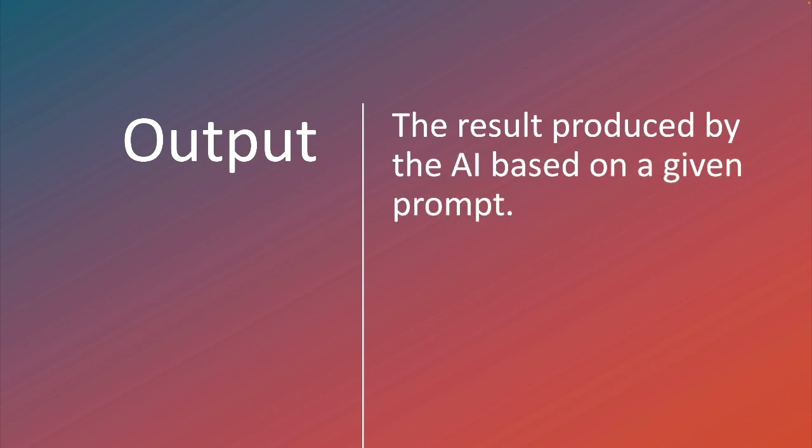Output. This is the result produced by the AI based on a given prompt. So again, your prompt is your programming language. It's your sentence that you typed in to get exactly what you want, and the output is what you got back in return. This could be in the form of an image, text, a video, music. Outputs come in all shapes and sizes.